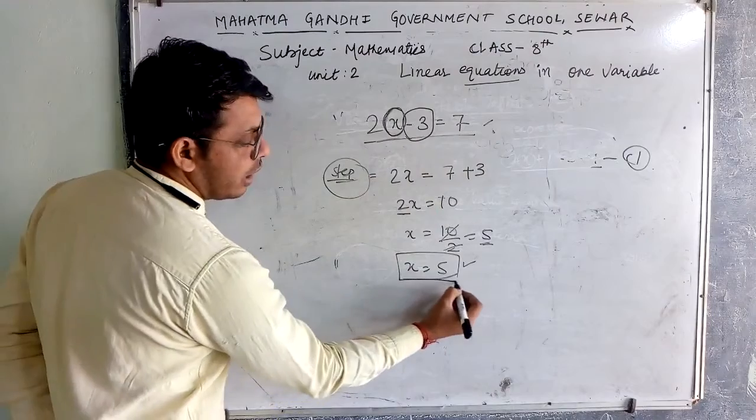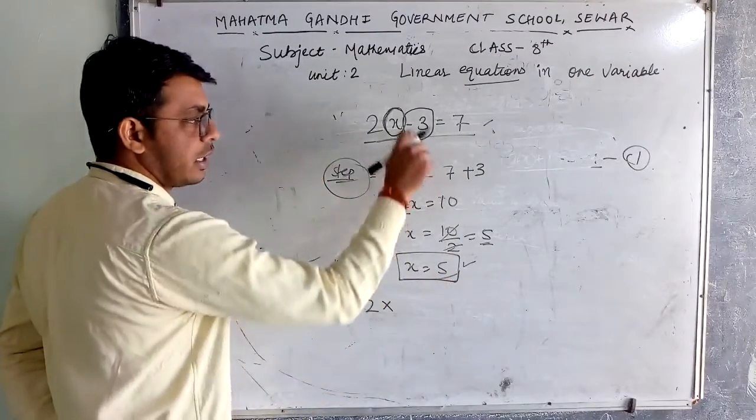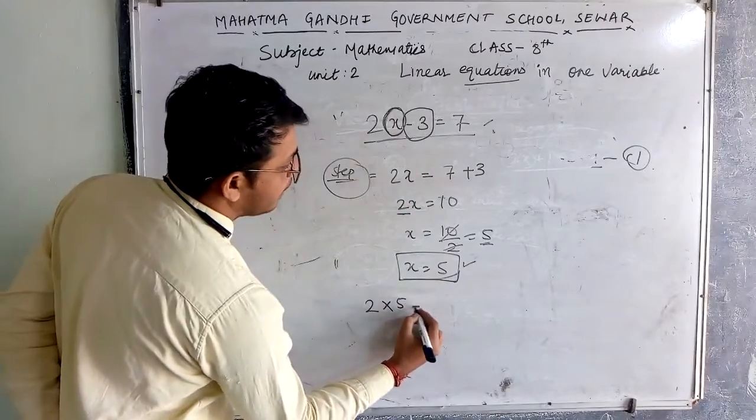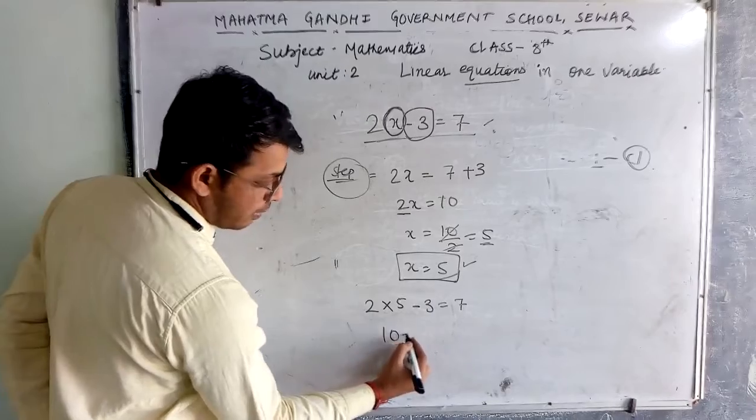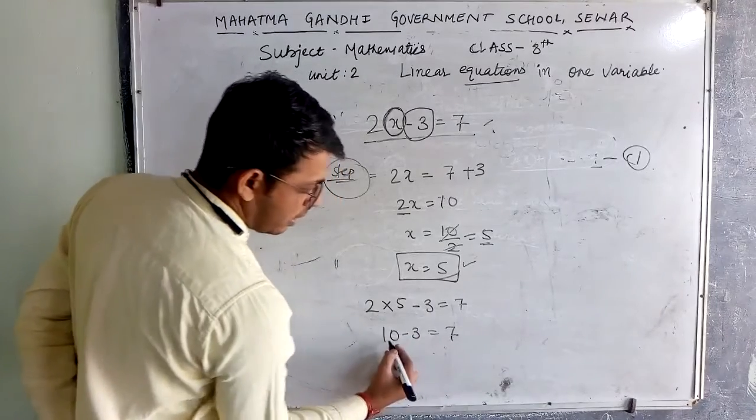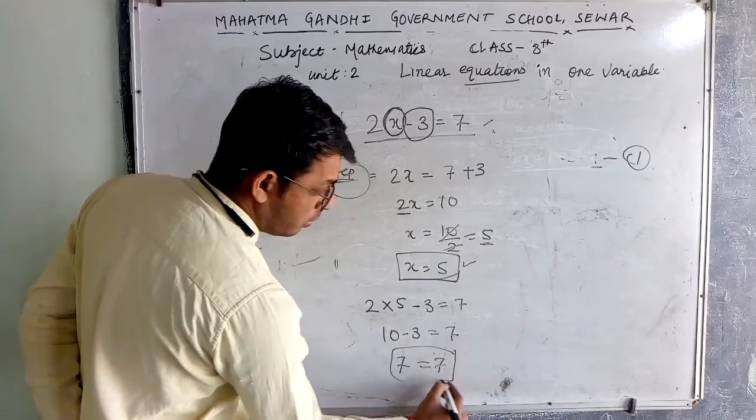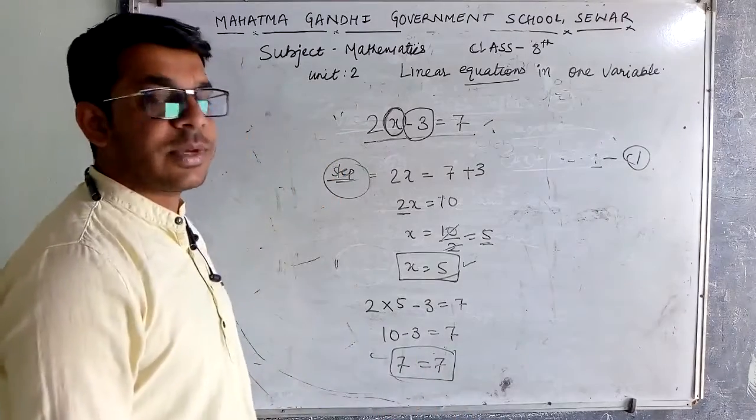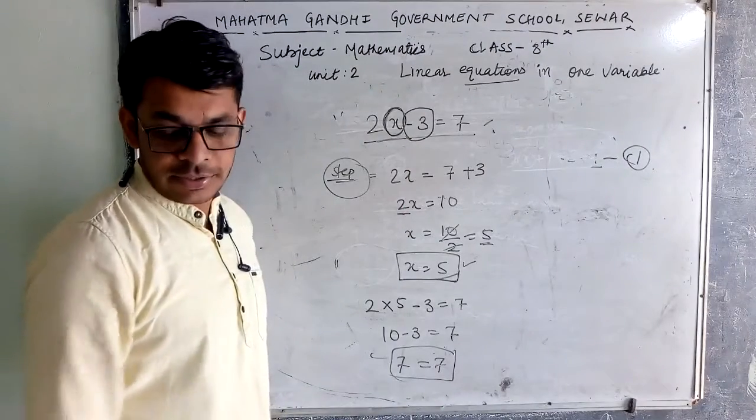How? Now we know the value of x. If I place the value of x in the equation, it is 2 times 5 minus 3 equal to 7. 2 fives are 10, minus 3, 10 minus 3 is 7. 7 equal to 7. It means that the value we found out for x is right.